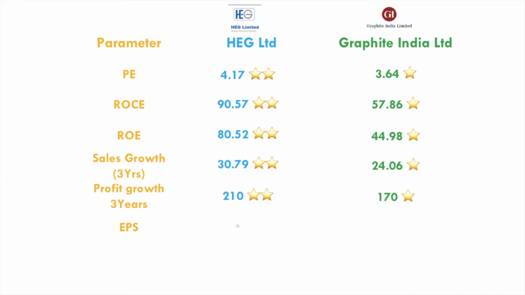Next is EPS. HEG's EPS is 659, whereas Graphite India's EPS is 152. So HEG wins here, it gets 2 stars.